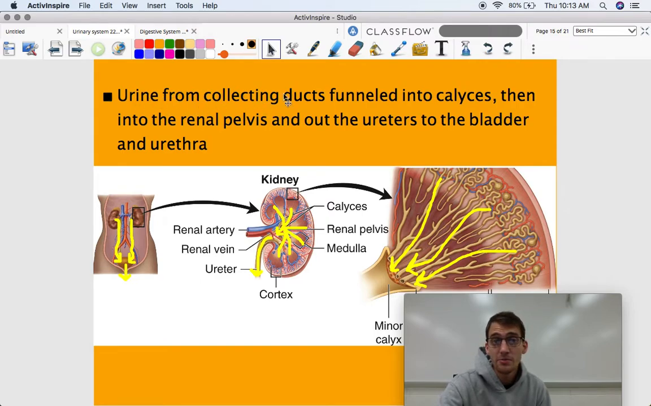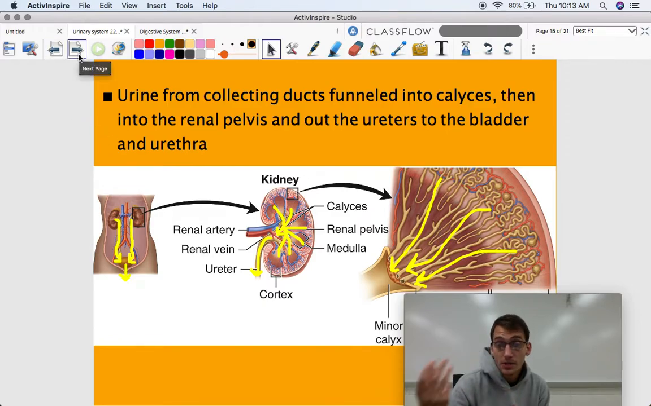So like I said, urine from the collecting duct is funneled into the calyces, the minor and major calyx, and then into the renal pelvis and out the ureters into the bladder and urethra. I drew some arrows here showing this process. Here are the individual nephrons. The distal tubules of those nephrons funnel into the collecting ducts. Then the collecting ducts funnel into the minor calyx, and then the minor calyces filter into the renal pelvis, and then out the renal pelvis through the ureters into the bladder, then out the urethra. So it's just a series of funnels once it goes through that nephron.